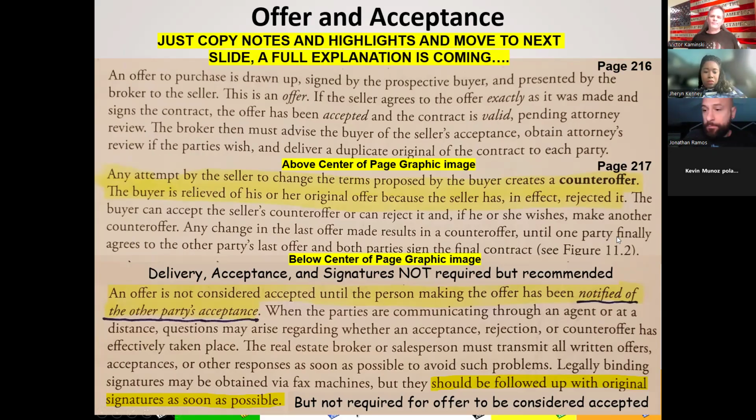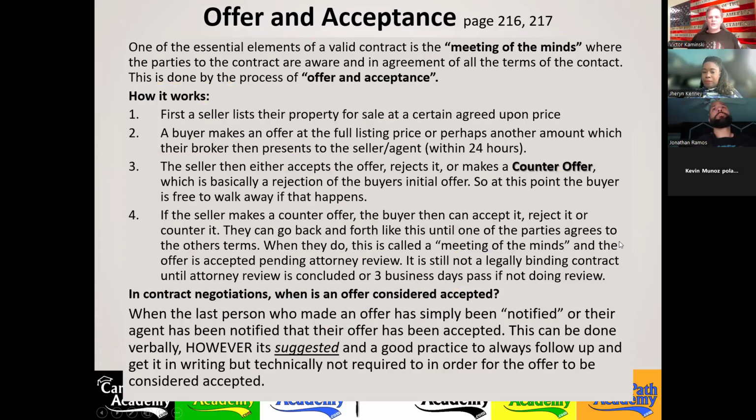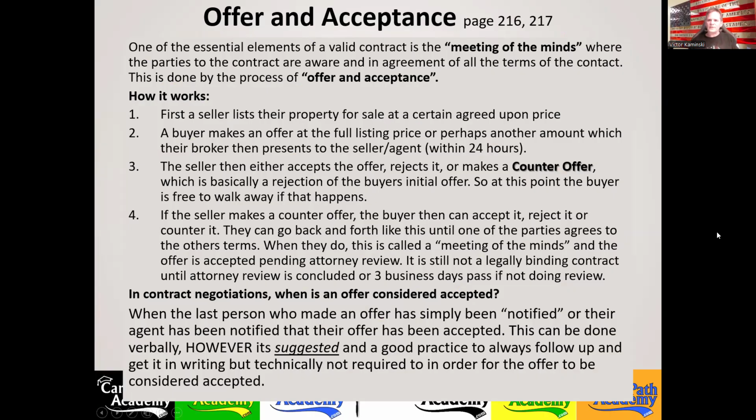Got it. Okay, so here, you're probably better off just taking a screenshot of this, explaining how this works. One of the essential elements for offer and acceptance to work. What is offer and acceptance? It's one of the essential elements of a valid contract.